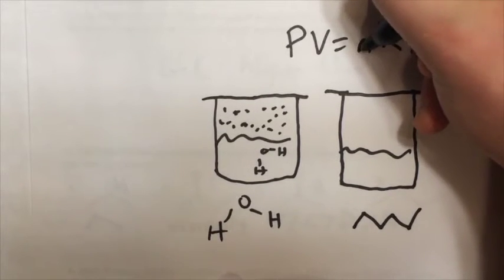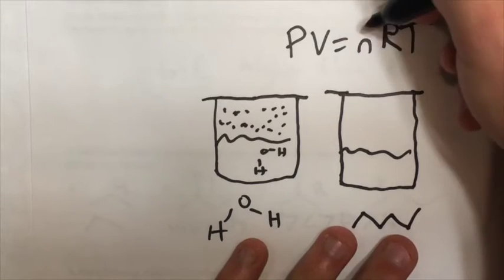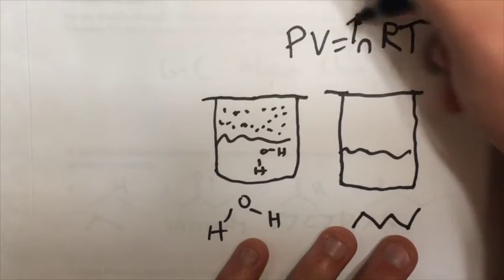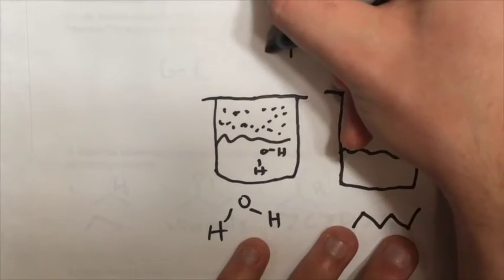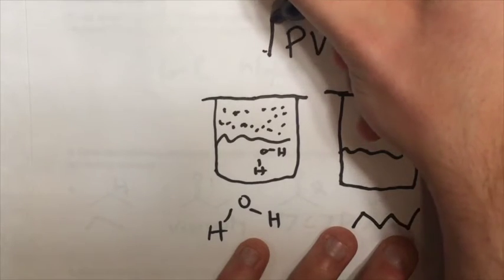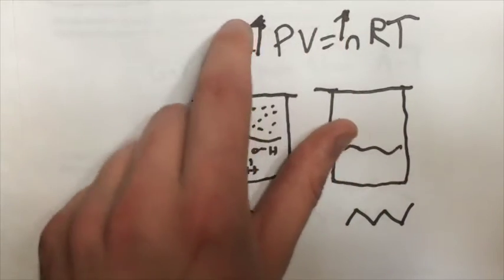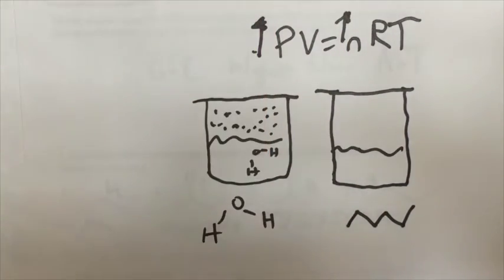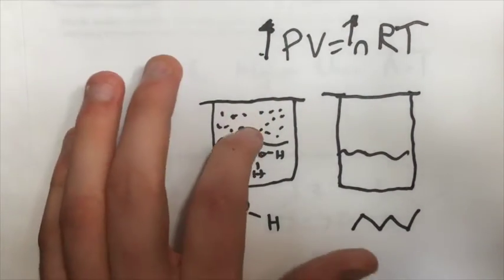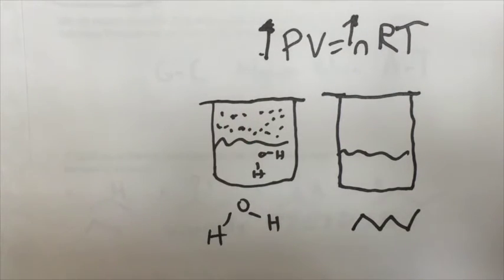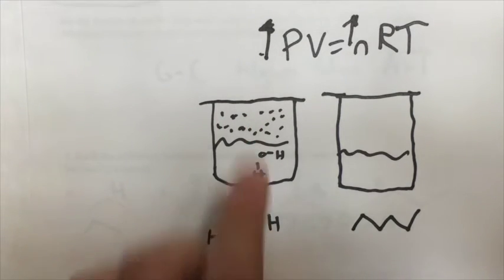And as we know, according to the ideal gas law, as you increase the moles or the amount of molecules in a gas, this will increase the pressure. Okay? So as the moles increase, the pressure increases. So the more molecules we have that evaporate, the higher the vapor pressure will be.